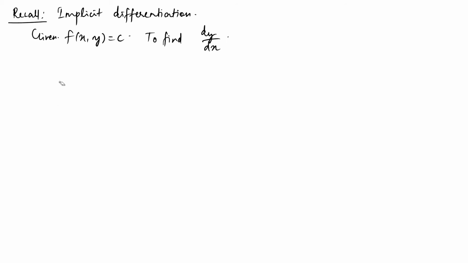An example of this type of problem is x squared plus y squared is equal to 1. Find dy upon dx from this. How do you find this?